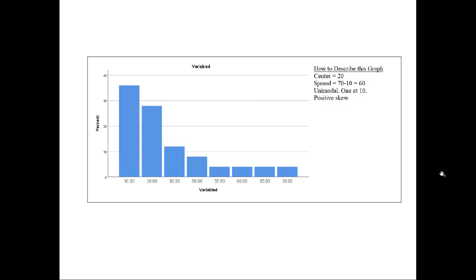In this graph, the center is 20, the spread is 70, the largest value, minus 10, the smallest value, which equals 60. The graph is unimodal with one mode at 10. And in this graph, there's a positive skew as the right side of the graph extends much further than the left side of the graph.